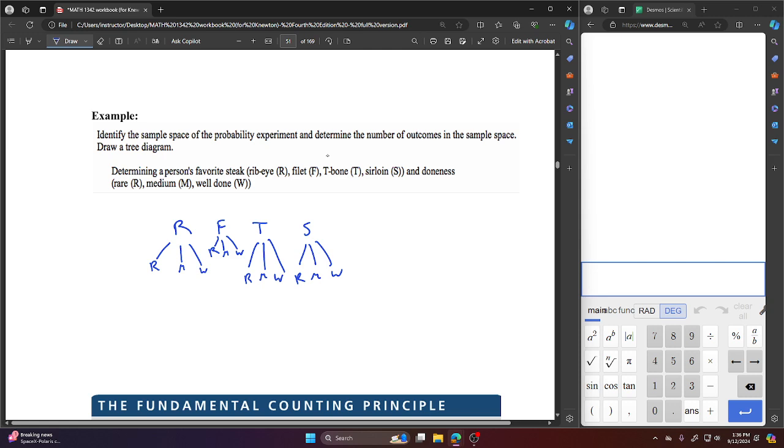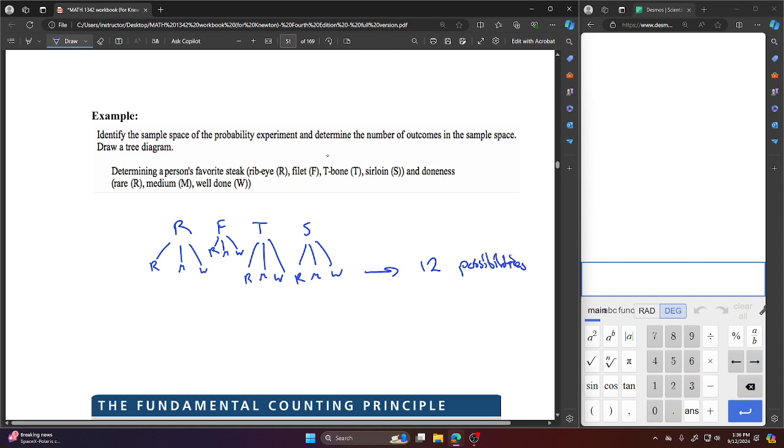So in a way, I'm going to ask how many actual outcomes are possible here. 12, because I got ribeye rare, ribeye medium, ribeye well. There's 3, right? And then the 3, 3, and 3, you add them all up, you get 12. You're right. There we go. So 12 possibilities, I guess you could say.